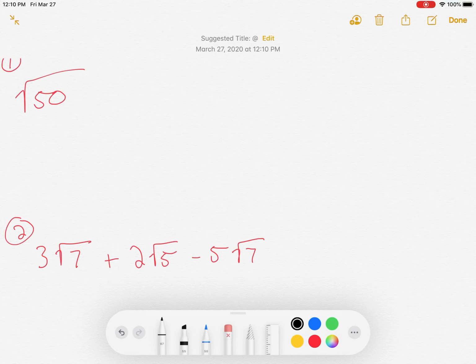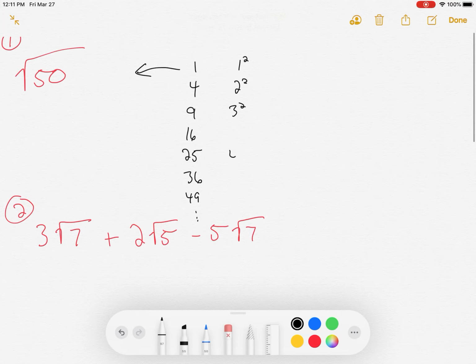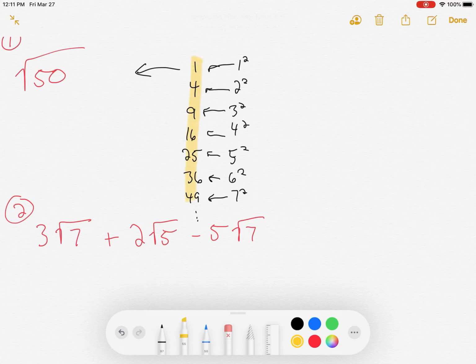The first thing you need to know for sure is just reducing radicals. So in other words, what's the highest perfect square that multiplies into 50? And if you remember, your perfect squares are 1, 4, 9, 16, 25, 36, 49, and so on. Remember, we get those by 1 squared, 2 squared, 3 squared, 4 squared, 5 squared, 6 squared, and so on. So what I'm asking you is, what is the highest number in this column that multiplies into 50?